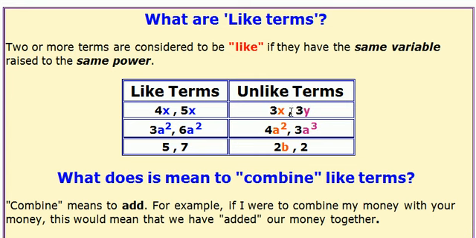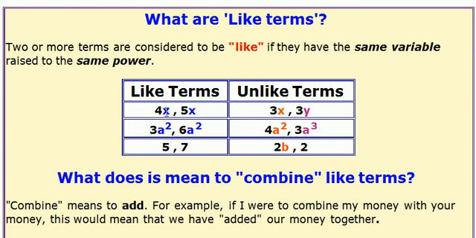Okay, in the last couple of lessons that we've had, first of all, we learned what a term was in a mathematical expression. And then in 5b, we learned about the three different parts of a variable term. Now, the next step in the progression here is to learn what it means to have like terms. Two or more terms are considered to be like if they have the same variable raised to the same power. So I've put a little table here for you.